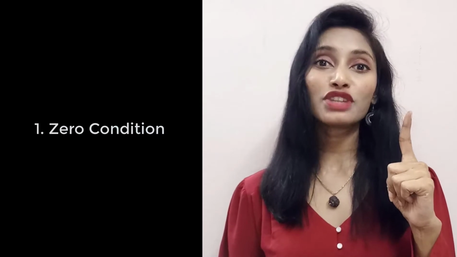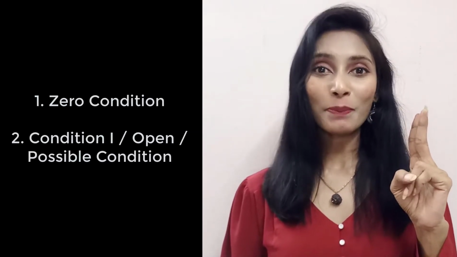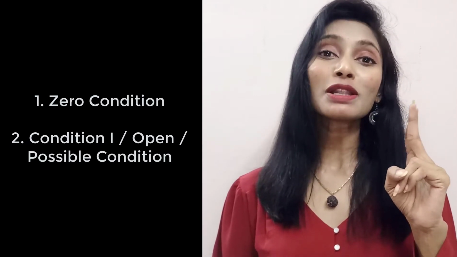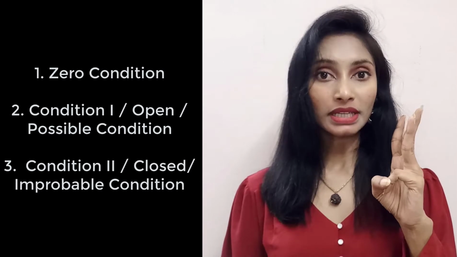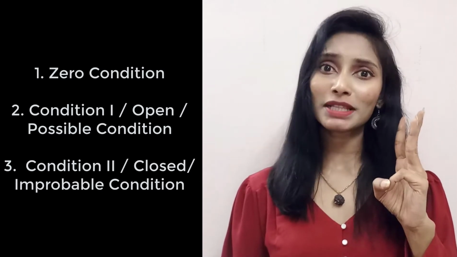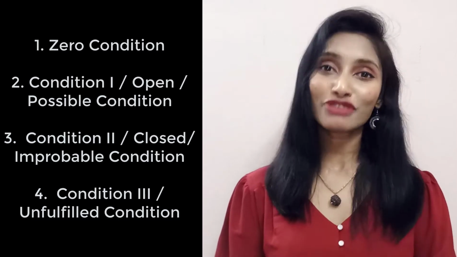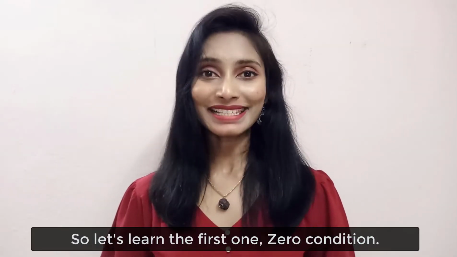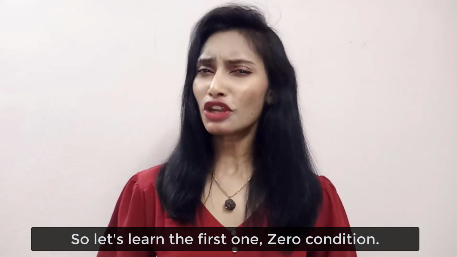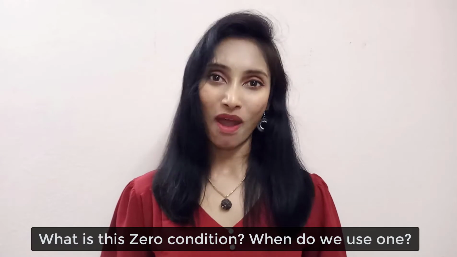First one, zero condition. Second one, condition one or open condition or possible or probable condition. Third one, condition two, closer condition or improbable condition. Fourth one, condition three or unfulfilled condition. There are some exceptions in these two. So let's learn with the first one, zero condition. What is this zero condition? When do we use it?